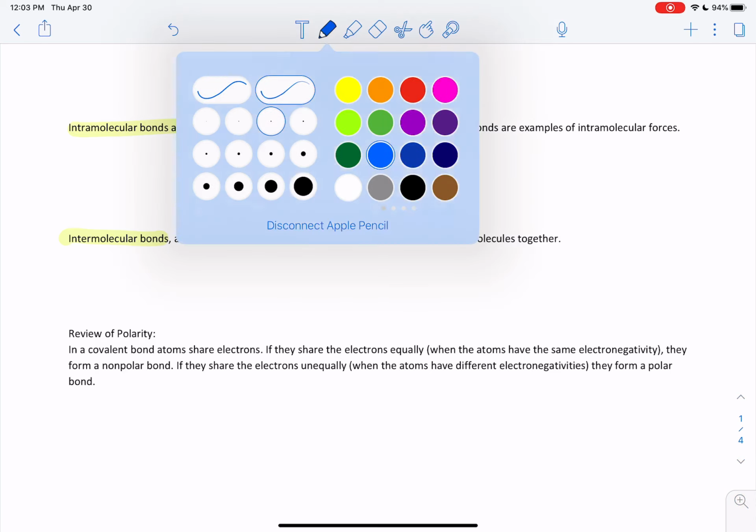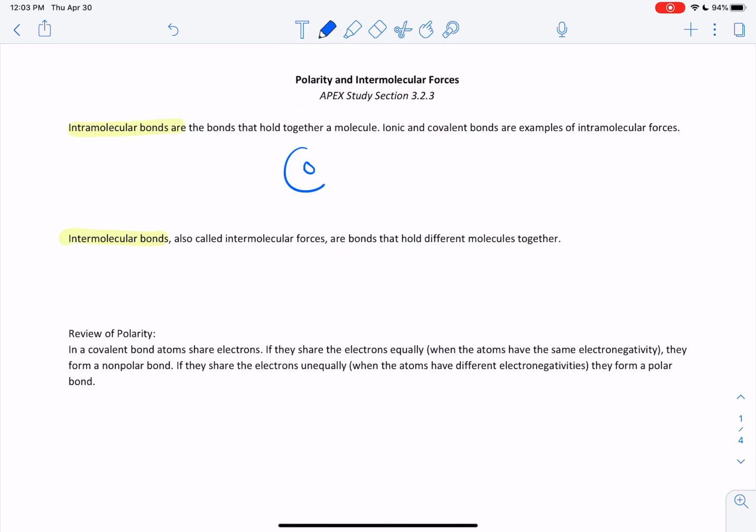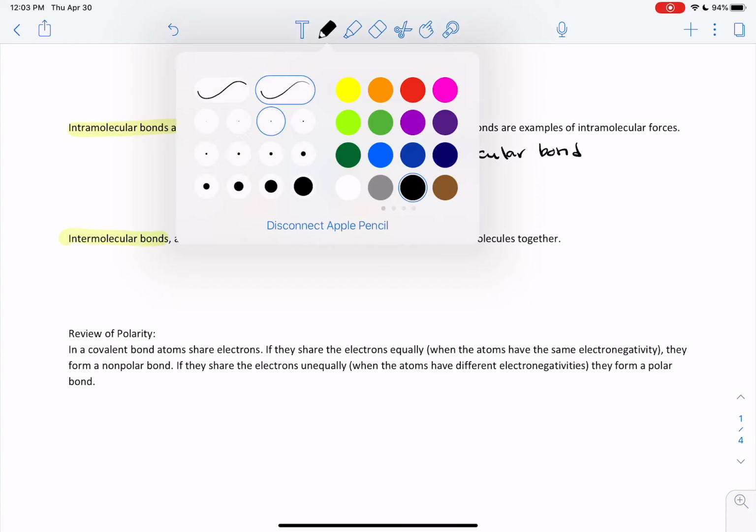So for example, if we have a water molecule, it's our oxygen and our hydrogens. This here that holds the hydrogen to the oxygen is an example of an intramolecular bond. It's a bond that holds the individual molecule together, okay? And we've talked a lot about these. Today we're going to talk a little bit about intermolecular forces.